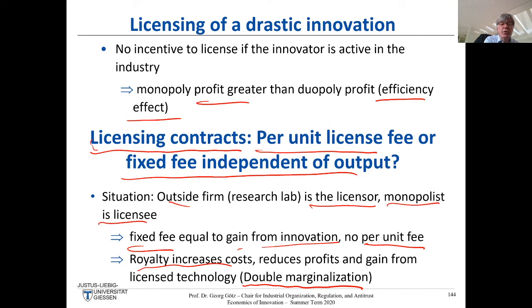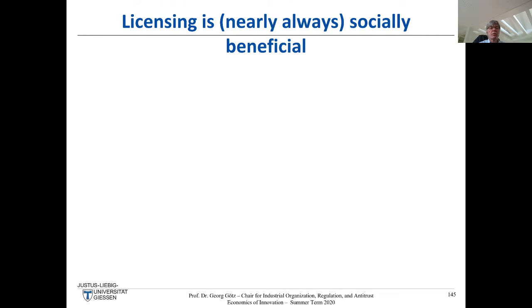So this royalty increases cost, reduces profit, and the gain from licensing technology. I think we discussed that at some length in the industrial organization course, so I don't want to spend much more time here. It's actually straightforward. If it's not clear, I think we even have a problem on that. Is licensing a good thing from the social point of view?